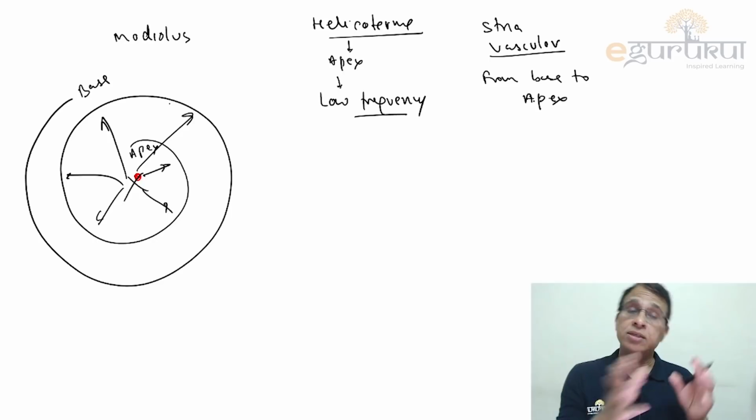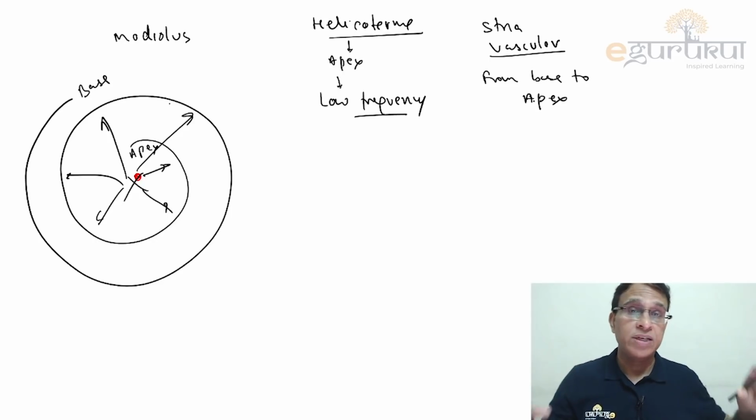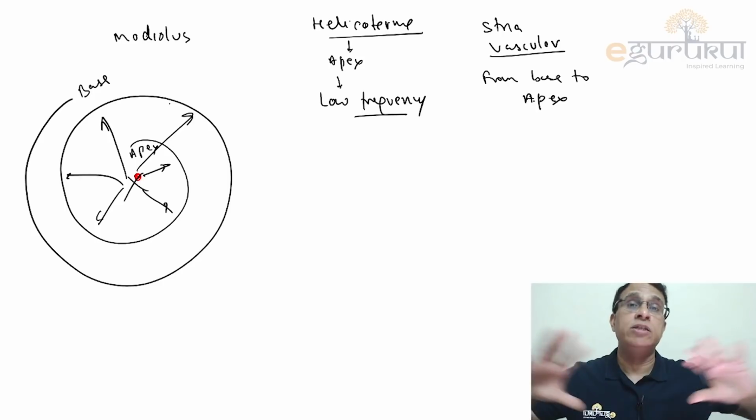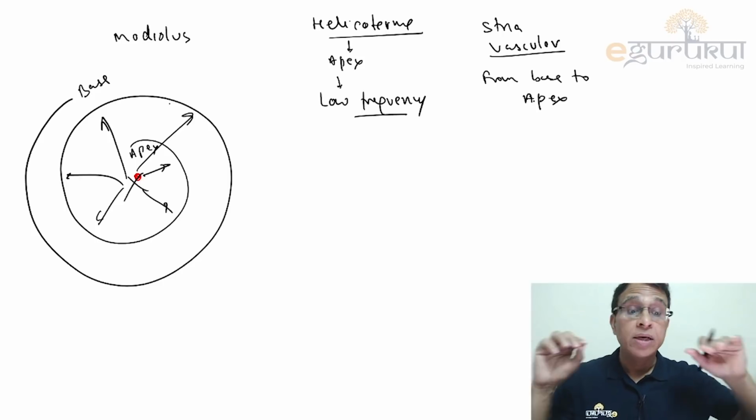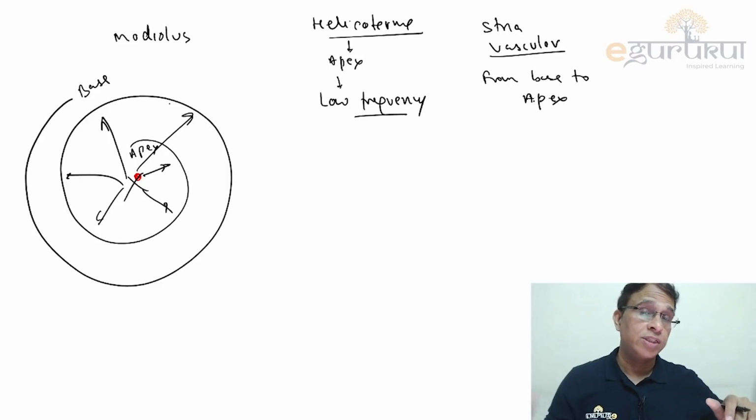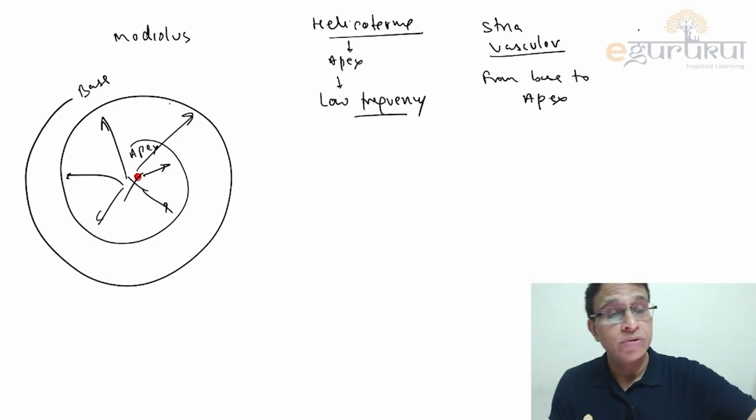Like modiolus, stria vascularis, same thing. It is not going to affect a single frequency. It is going to affect a wide range of frequency from low to the high frequency. Helicotrema will only affect the low frequency. So what is left? Oval window. Oval window is the correct answer, because oval window is the one through which the sound enters the middle ear.